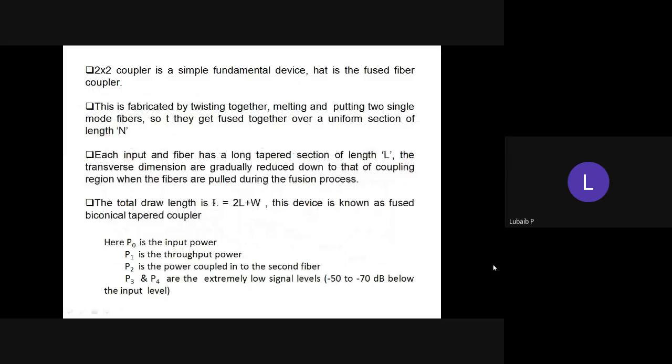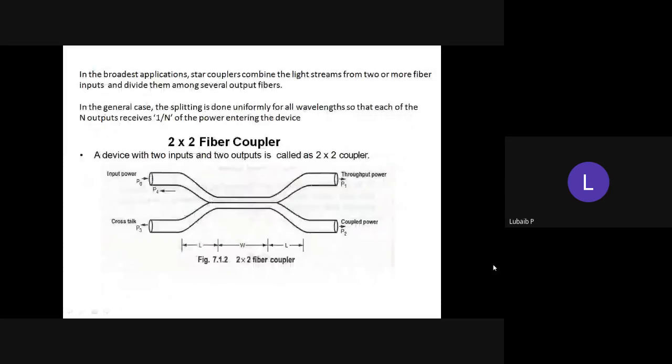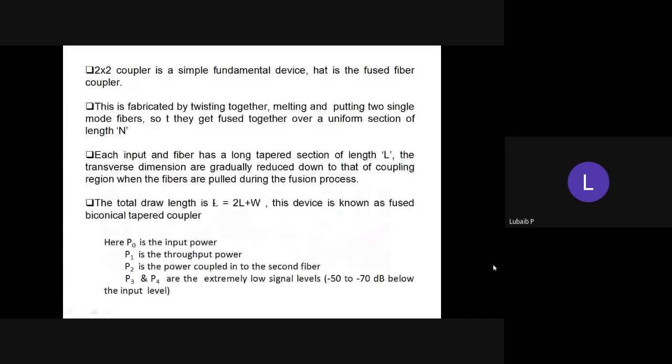And you can see the different power representations denoted here. That is input power P0 and the throughput power P1, coupled power P2, and the crosstalk P3. All these are noted here. P0 is the input and P1 is the throughput power. P2 is the power coupled into the second fiber, and P3 and P4 are extremely low signal levels.